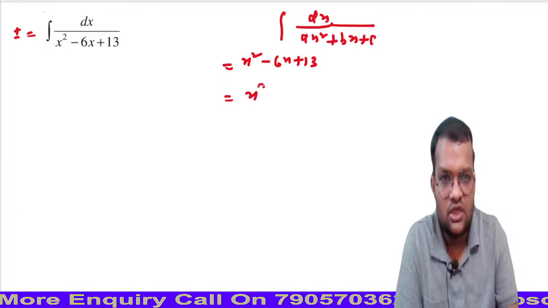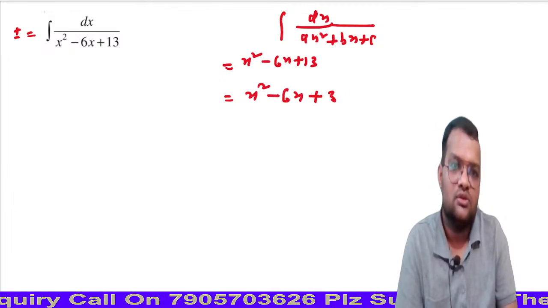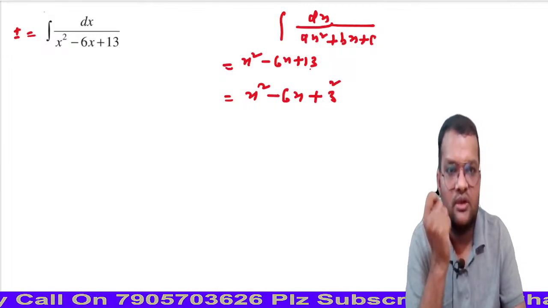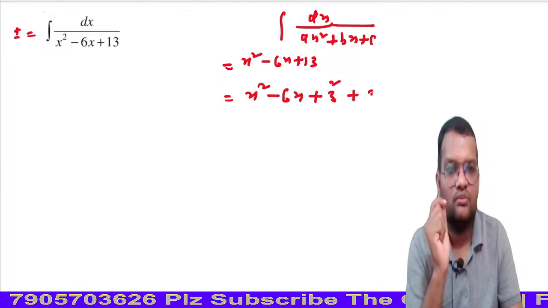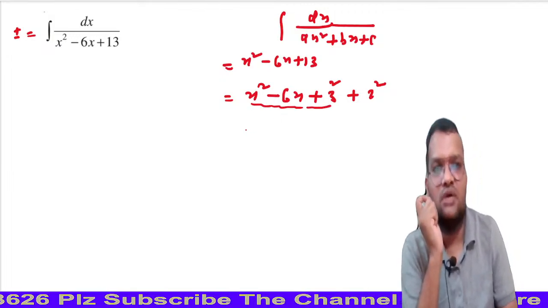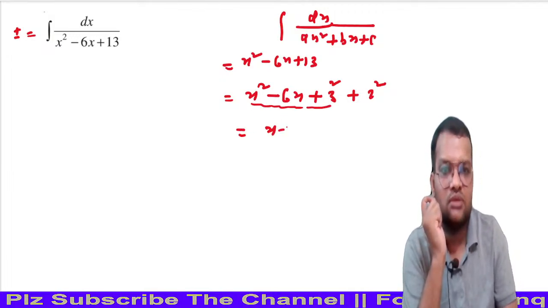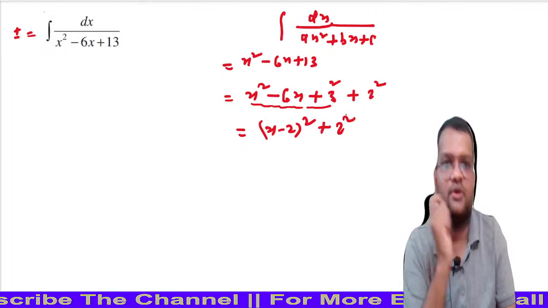So you first make the complete square. It becomes x square minus 6x, and you can write 3 square plus 4, that is 9 plus 4, which is 13, with 4 being 2 square. Now you can see this becomes (x minus 3) whole square, and this one is 2 to the power of 2.